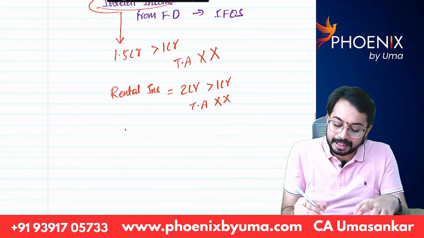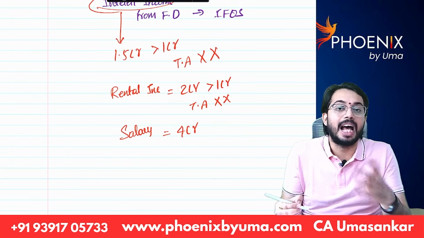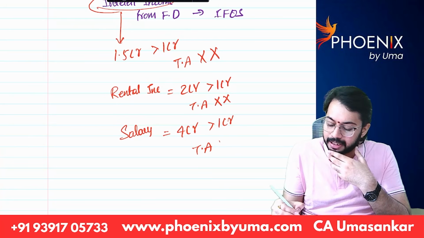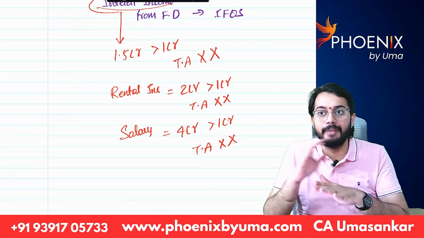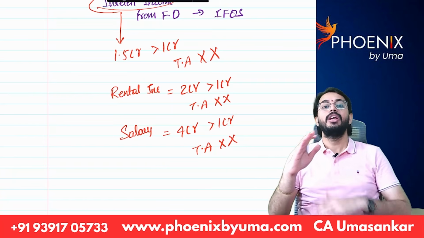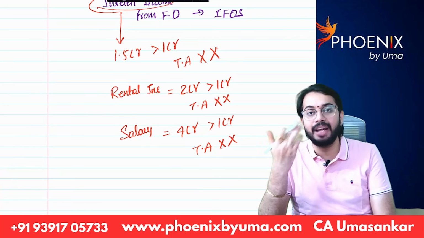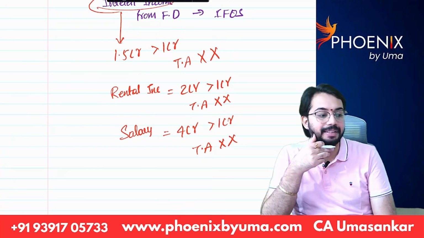Next, I am getting salary income. Let's say I got salary of 4 crores. Salary of 4 crores is more than 1 crore. Sir, whether tax audit is applicable? No, not applicable. If you are not having business income, if you are not having professional income, if you are having any other income, even if that other income is more than 1 crore, then tax audit is not applicable. Are you able to understand?